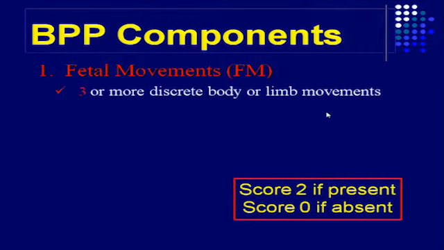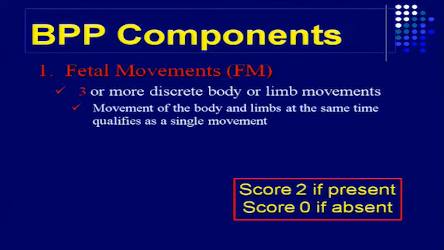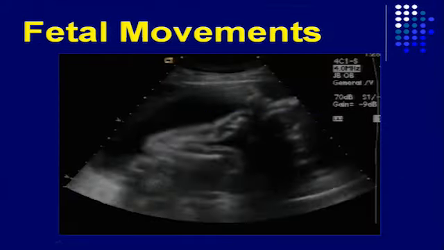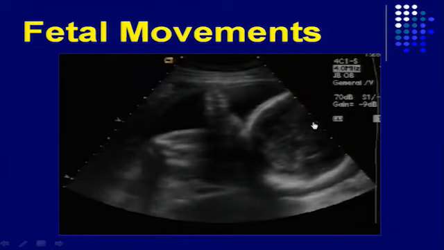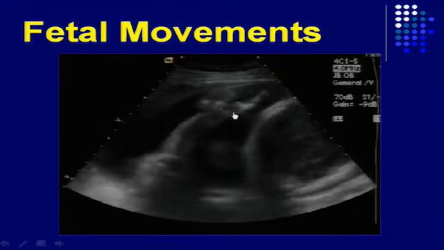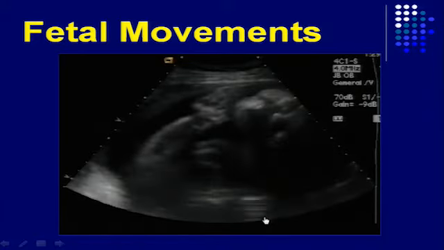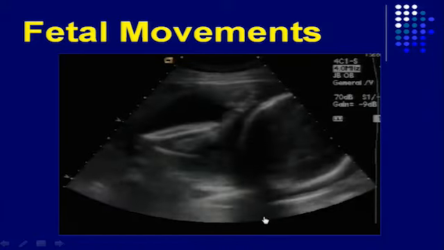So fetal movement, you need to have 3 or more discrete body or limb movements. Movement of the body and limb at the same time qualifies as a single movement. A body roll, head rolls, spine flexions, arching their back, flexion extension. And this is just real time. So baby's moving the arm, moving the head, moving the arms again. So you need to at least see 3 of those.